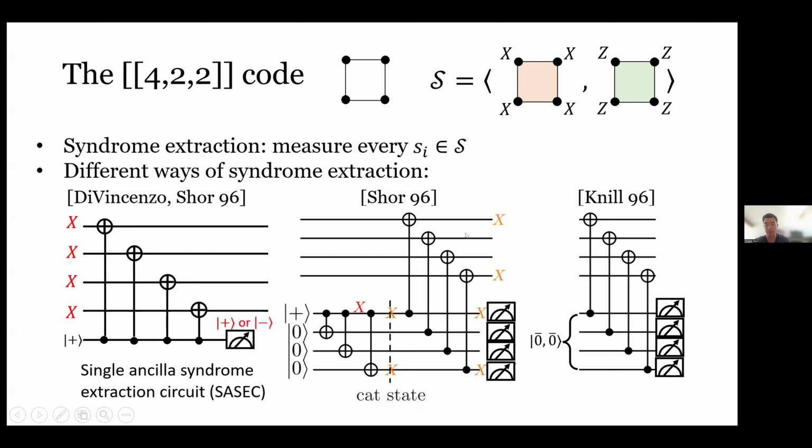And there are other ways. For example, Shor-style syndrome extraction is to prepare a cat state or GHZ state that's of the same size as the stabilizer you want to measure.